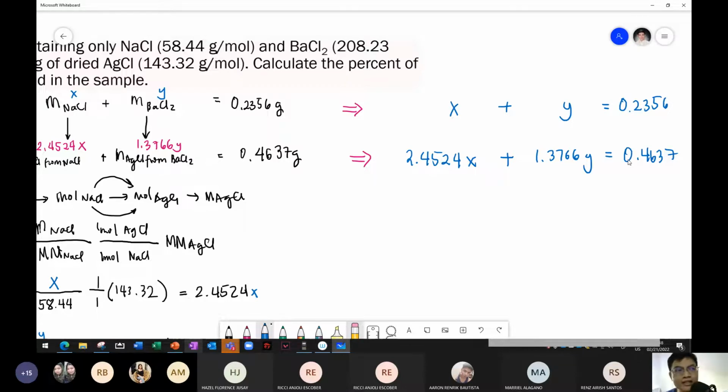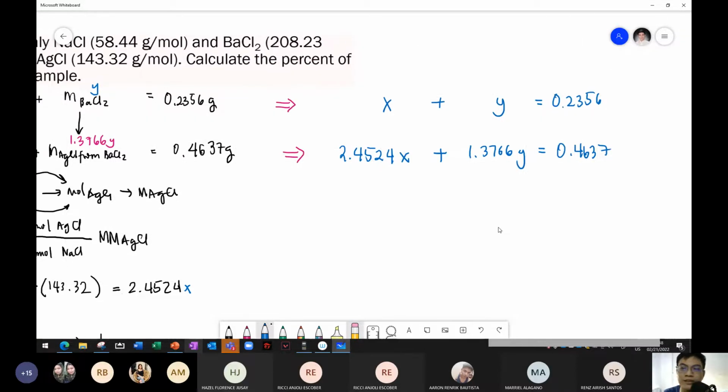Bakit? Kasi kapag na-eliminate natin yung isa, mas madali hanapin yung kabila. Kunwari, eliminate ko yung y. Pag na-eliminate ko yung y, mas madali ko masosolve yung x kasi siya na lang yung natitira. O kaya, pwede naman si x yung i-eliminate ko para yung y na lang masolve ko muna. Okay, so isang variable lang tatanggalin natin, si x or si y.